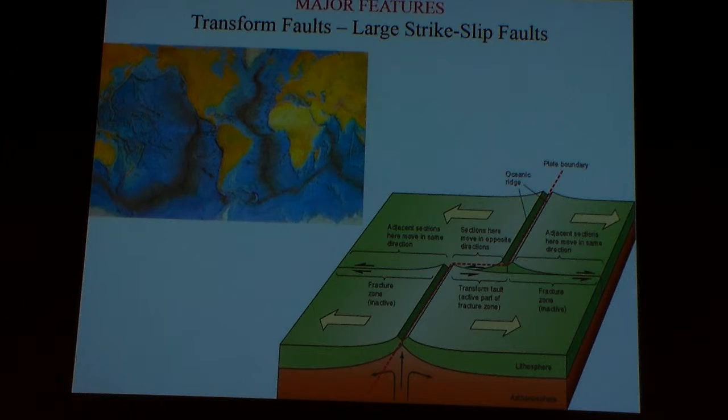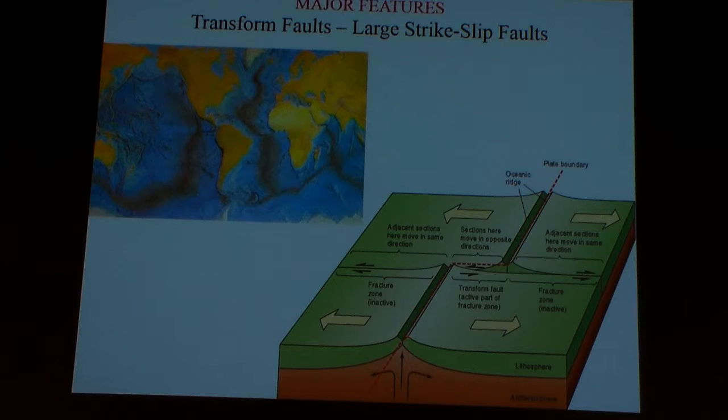And strike-slip, just remember that means that they're moving kind of parallel to each other. They're not pulling apart from each other. They're not mushing into each other. They're sliding past each other. So one place where you get a lot of transform faults is along the mid-ocean ridge system.